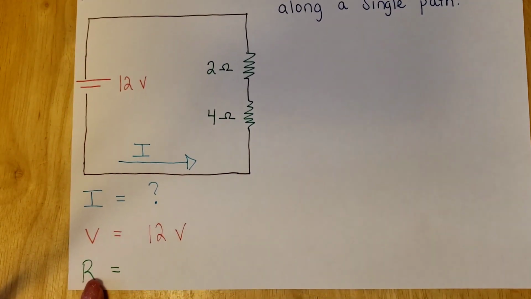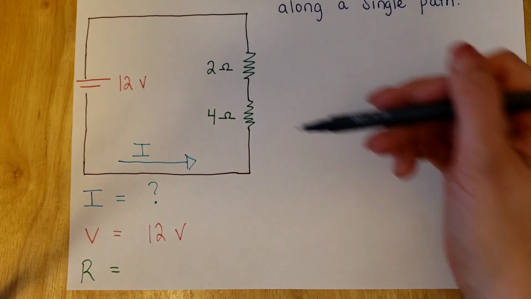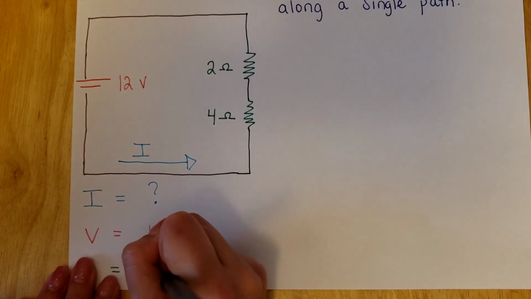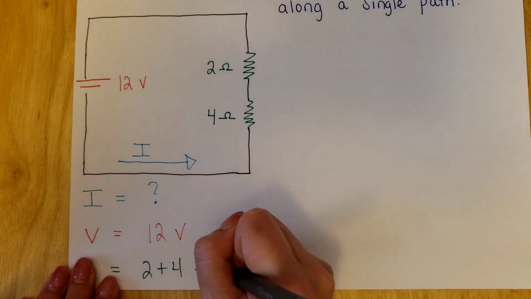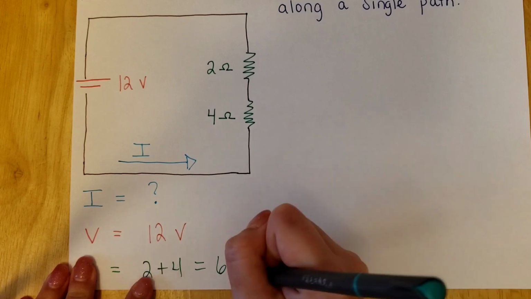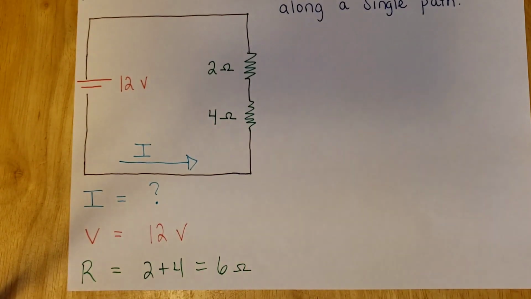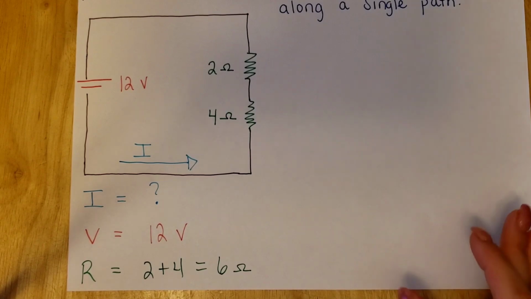And now resistance. We have a 2 and we have a 4. What you want to do in a series circuit is add these together. 2 plus 4 equals 6, and our unit is ohms. Okay, now that we have our symbols, we are ready to solve for the equation.